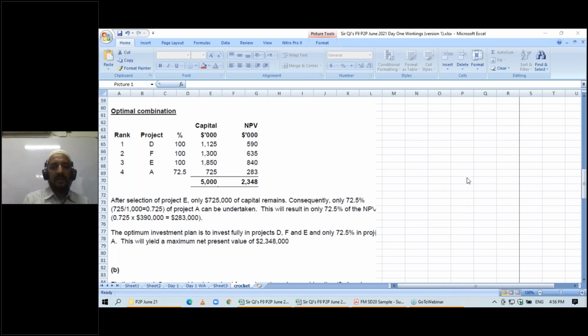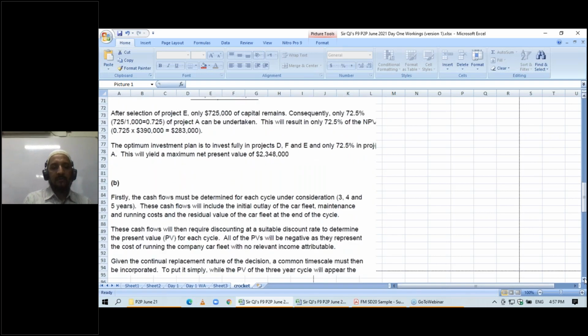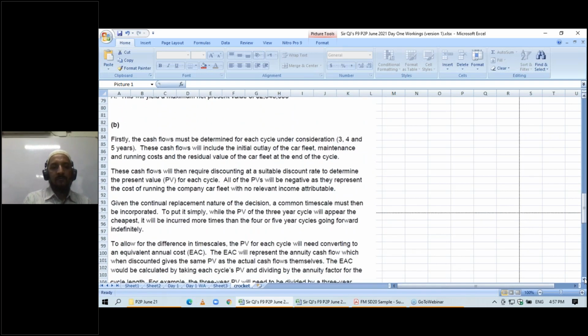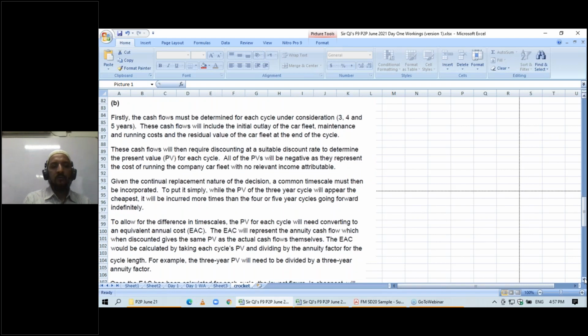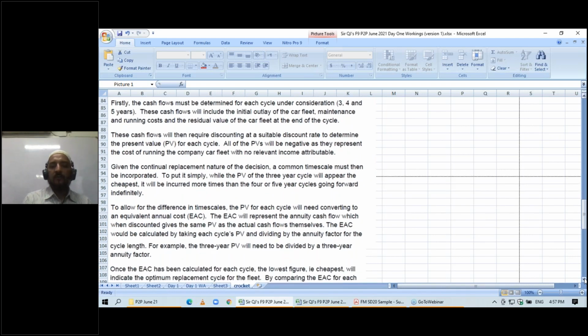Yes, I'll be sharing it over there. Okay, okay, I'll slow down. I'll scroll it again. Don't worry. Then part B. This was regarding the equivalent annual cost method, which we discussed in the previous class.